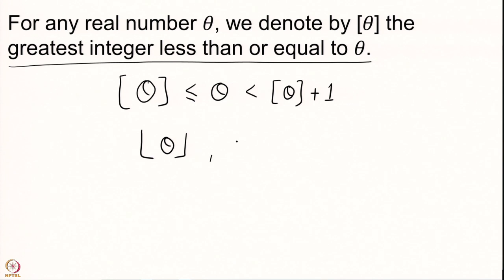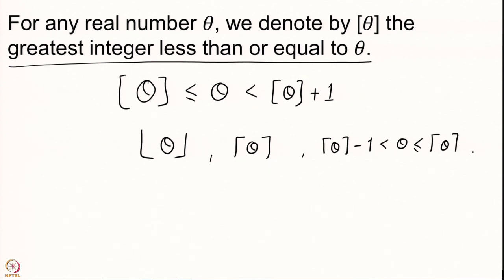There is another one which is called the ceiling function, which is the smallest integer bigger than or equal to theta. So, this will have the property that the ceiling of theta minus 1 is less than theta, which is less than or equal to the ceiling function of theta.